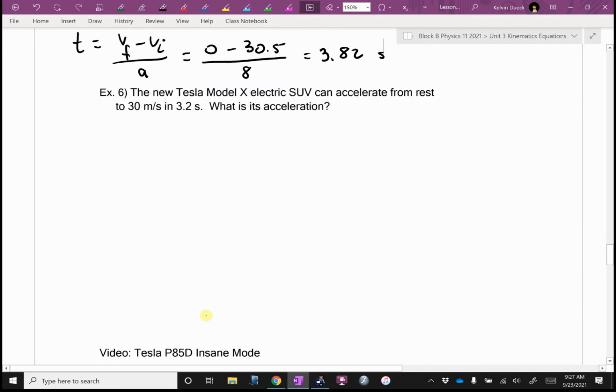Anybody here have a Tesla? Hashtag jealous. The new Tesla Model X can accelerate from rest. You know what? I would underline the phrase from rest. 30 meters per second in 3.2 seconds. Marcus, since you own a Tesla, what's this asking me to find?